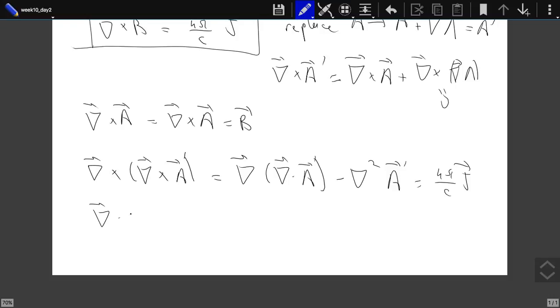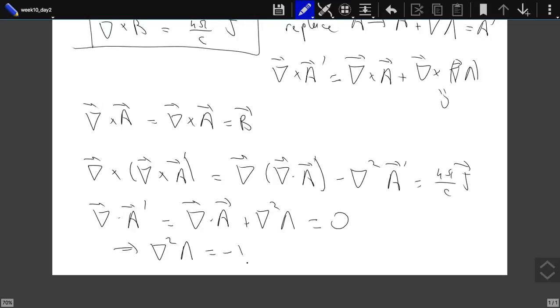Well, let's see. Divergence of A prime will be divergence of A plus the Laplacian of lambda. We want to choose a lambda such that this is equal to 0. Or the Laplacian of lambda should be equal to minus the divergence of A. Well, this is what we are studying.